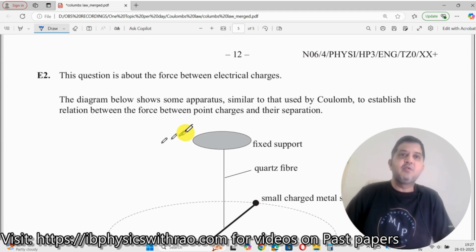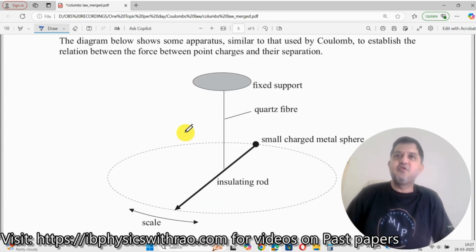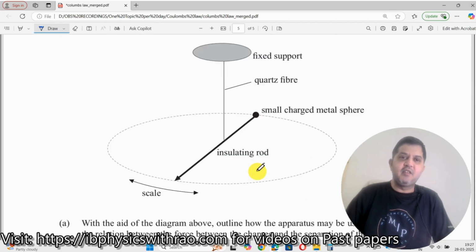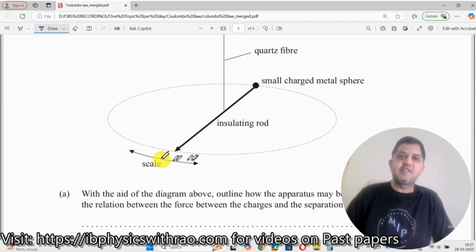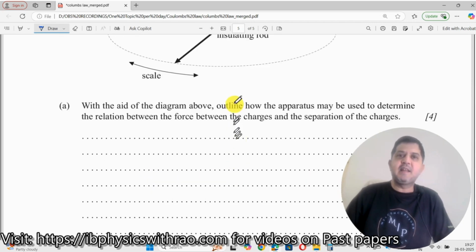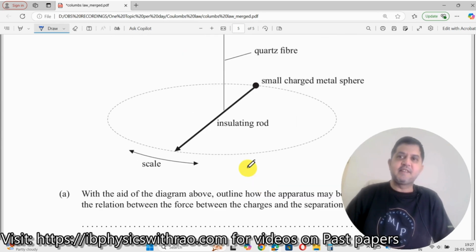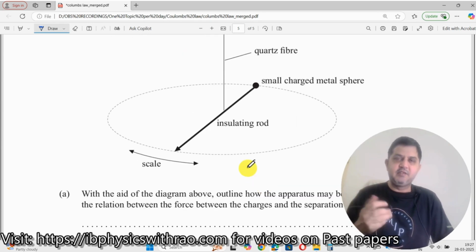Now the diagram shows some apparatus similar to that used by Coulomb to establish the relationship between the force between point charges and the separation. This is a fixed support. This is a quartz fiber. A small metallic charged sphere is present over here. This is an insulating rod. A circular scale is present. With the aid of the diagram above, outline how the apparatus may be used to determine the relationship between the force between the charges and the separation of the charges. So he is asking you to design the experiment. So how do you do it?